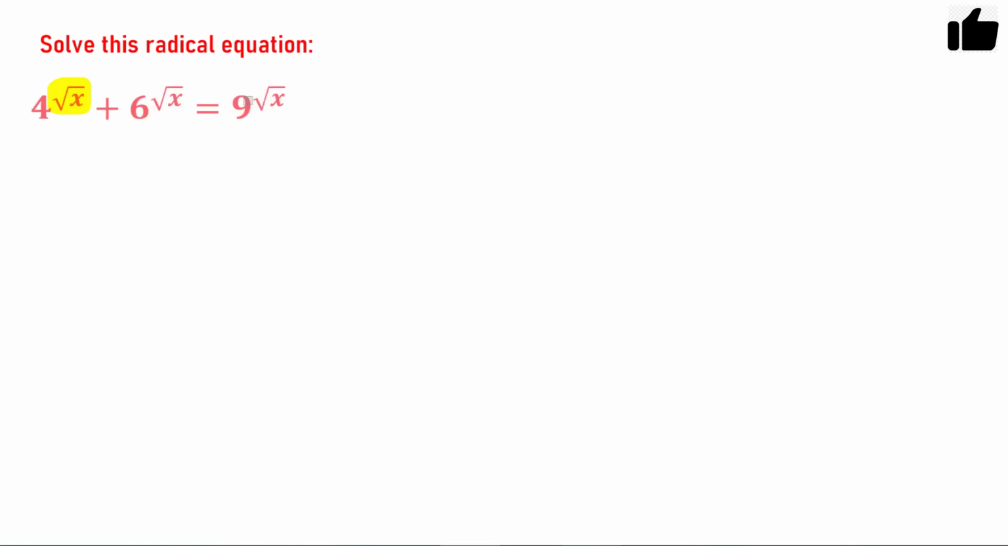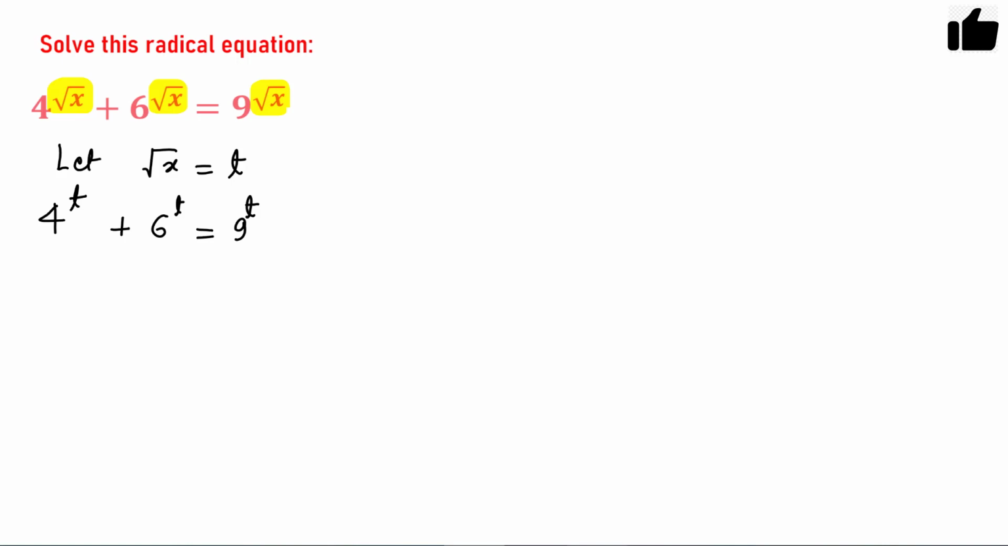Now you see in this problem you have root x everywhere. And this is saying that you have to do a substitution. The substitution I can make is root x equals t. So let us make this substitution. Let root x equal t. With this substitution I can rewrite this equation as 4 raised to the power t plus 6 raised to the power t equals 9 raised to the power t.